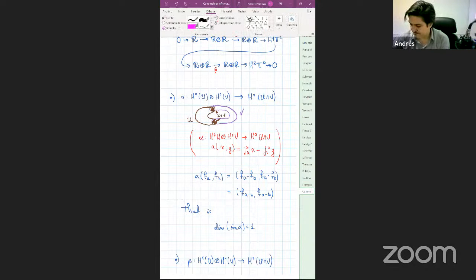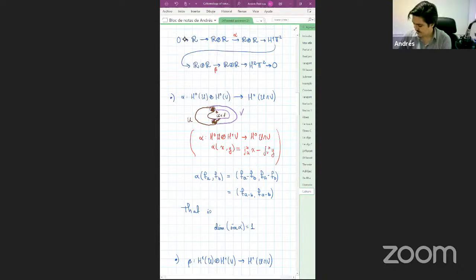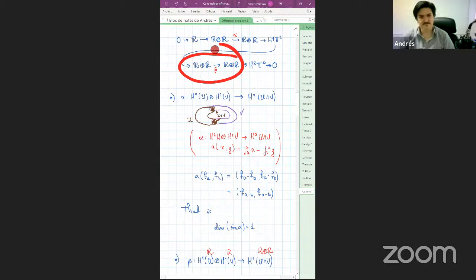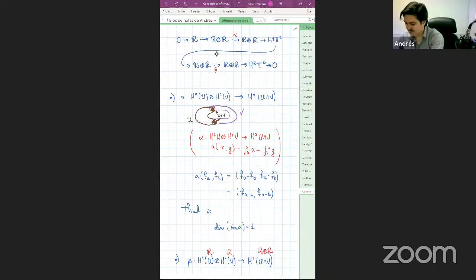Now, remember that this is R, because U and V are the circle, and U intersection V is the union of two circles. So again, the whole idea is to understand the map beta. But it will be the same. The image will be one-dimensional.